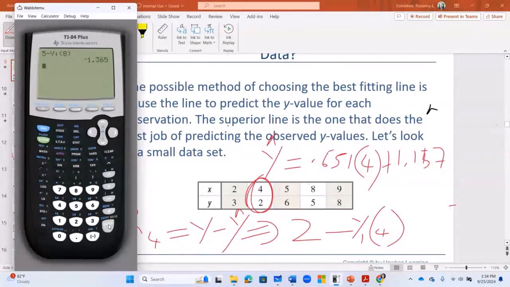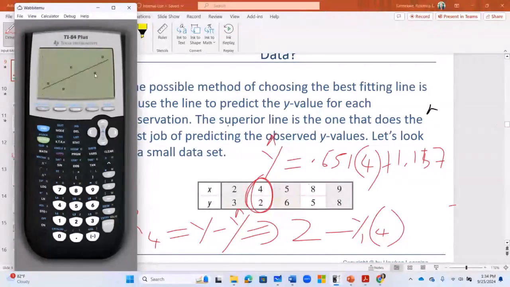Why is it negative? Because the point is below the line. Well, let's check. Is it true? We can zoom 9 and see the graph. So the point is below the line. That's why the residual is negative. So anytime your residual is negative, the point falls below the line.